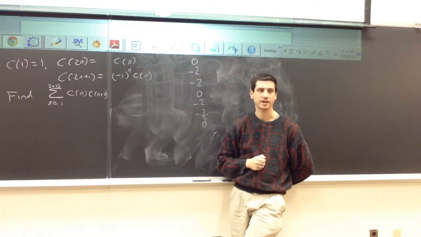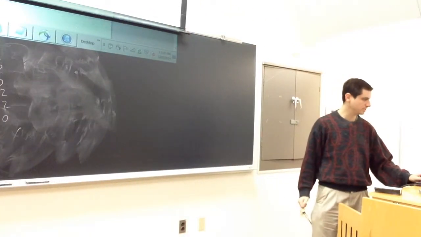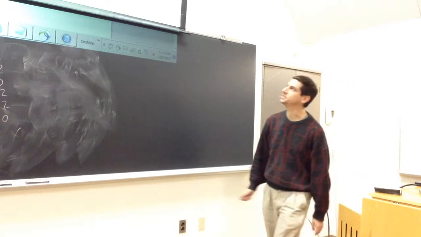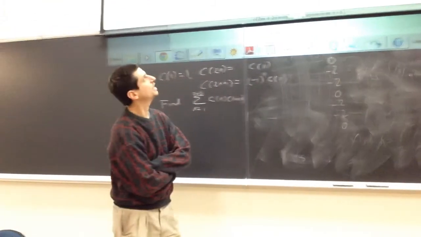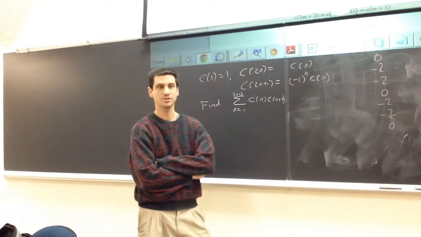How should we try to attack this now that we have a proposed formula? Induction. In the interest of time, I'm not going to go through too much. I'll send you the link. It's not that bad. They look at the base case. If k equals 1, it's not that hard to calculate. It's C_1 times C_3, and we know what those values are.